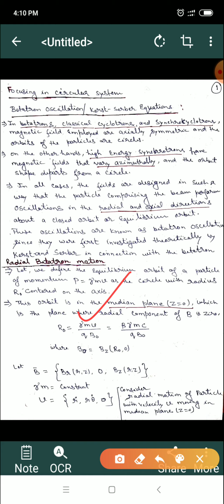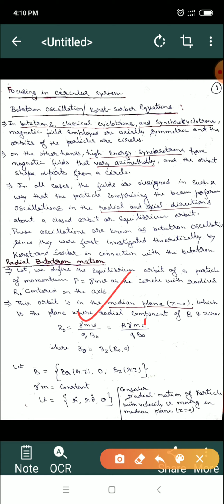So let us define the magnetic field. We have done this in the case of an axisymmetric magnetic field. So B can be written as a radial magnetic field and an axial magnetic field. So Br will be a function of r, z and Bz will be a function of r, z, and gamma m is constant, and the velocity vector will be equal to r dot and r theta dot and 0. So r dot is the velocity and r theta dot is the angular velocity.